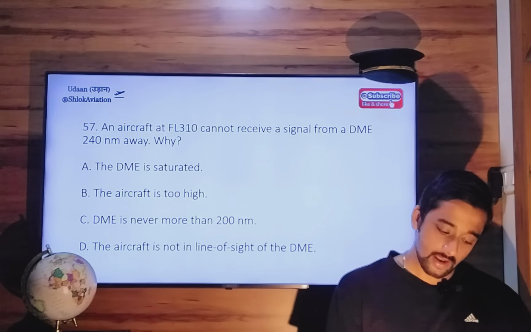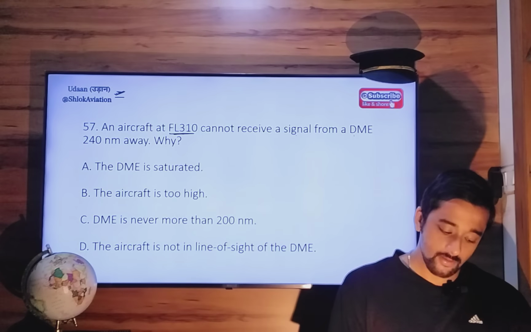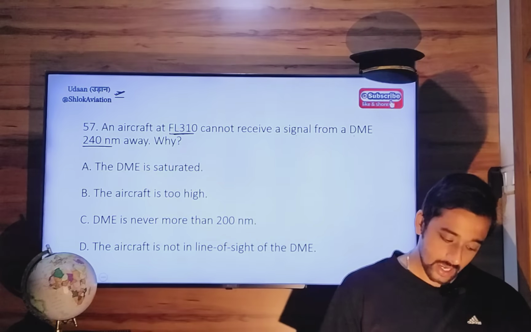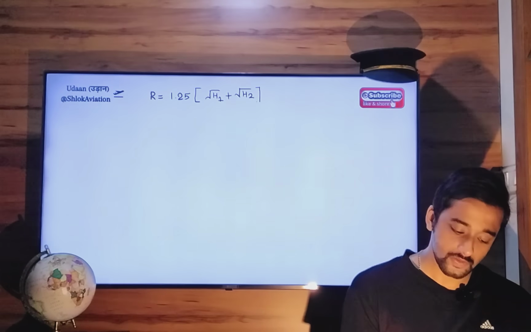57. Aircraft is at flight level 310 and it can't receive the signal from a DME which is 240 miles away. Why is this so? So again, let's apply that formula. Range is equal to 1.25 times the square root of h1 plus h2.